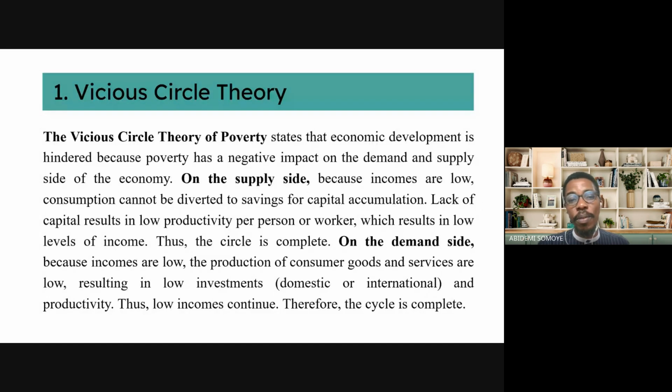The vicious circle theory of poverty states that economic development is hindered because poverty has a negative impact on the demand and supply side of the economy. On the supply side, because incomes are low, consumption cannot be diverted to savings for capital accumulation, and lack of capital results in low productivity per person or worker, which results in low levels of income. Thus, the circle is complete. Because of low incomes, you have low consumption, low savings, low capital accumulation, which leads to low productivity per worker, and leads to low income again. So it keeps going in a circle.